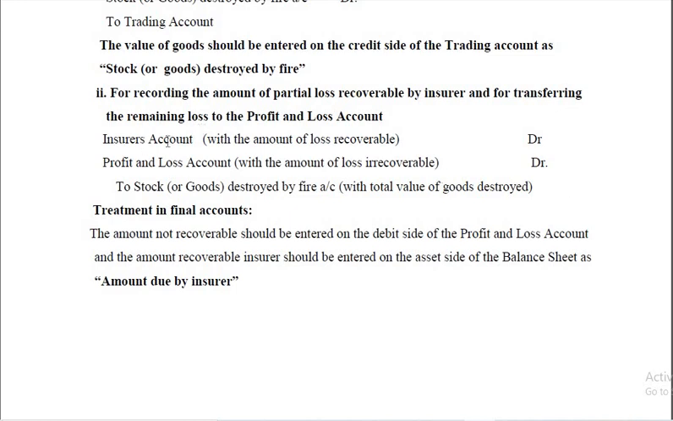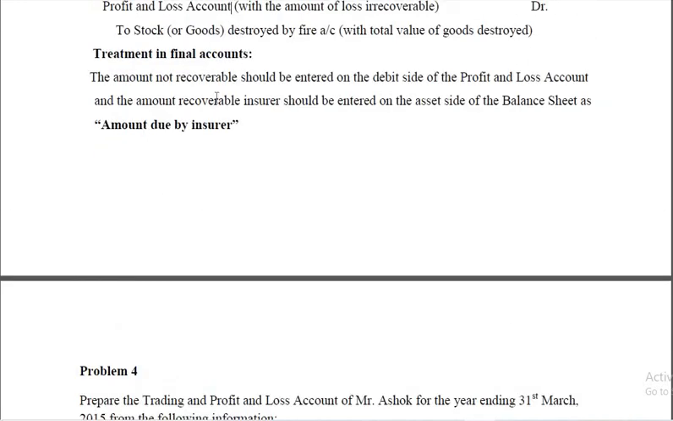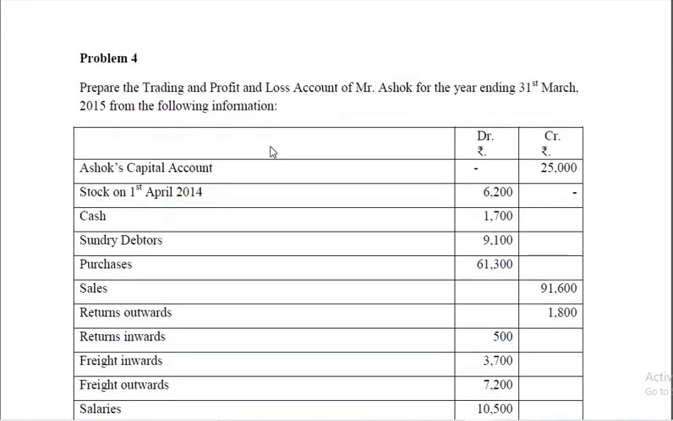So what is receivable from the insurer, that will be shown as amount due by insurer on the asset side of the balance sheet. What is irrecoverable, that is a loss, so that is debited to profit and loss account. And stock destroyed by fire, that will be credited to trading account. So that is the treatment of this. I have already told you about all these things. So we will take up the problems and let us see how profit and loss account is prepared.